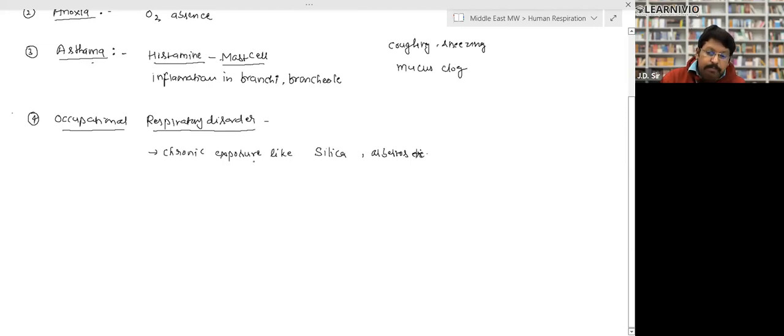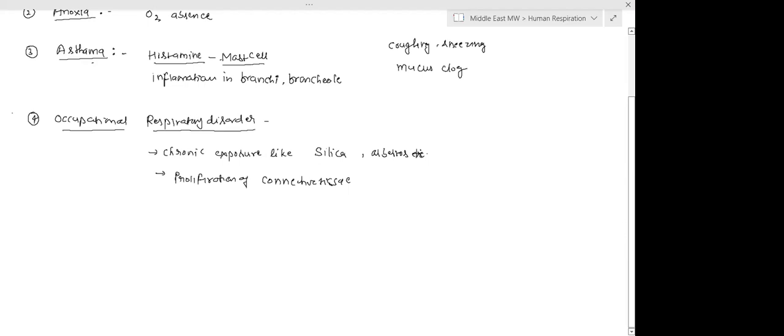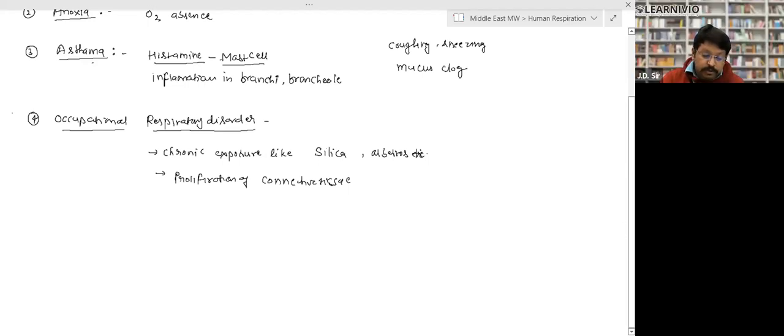Next, proliferation of, now what happened? What is the symptom? Proliferation means development of fibrous connective tissue. Proliferation of fibrous connective tissue causes inflammation in the lungs, right? What types of tissues? Connective tissues, fibrous connective tissue causes inflammation in the lungs.